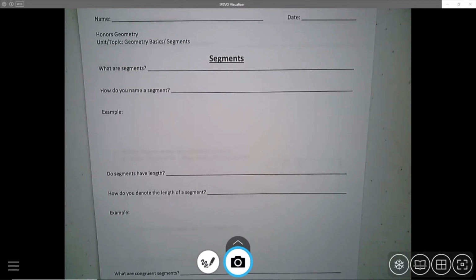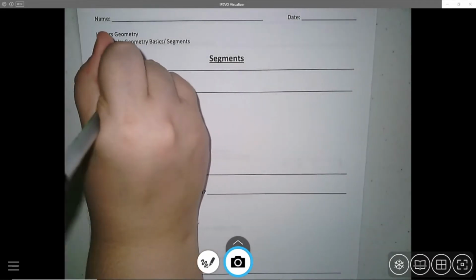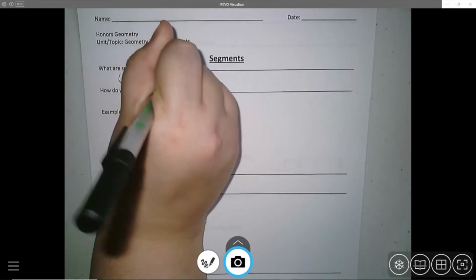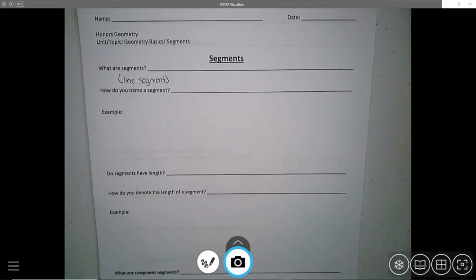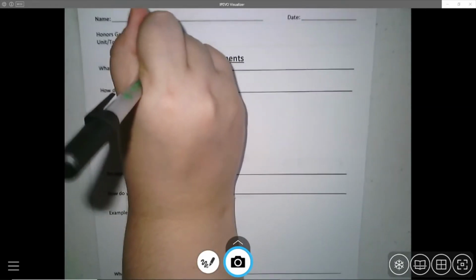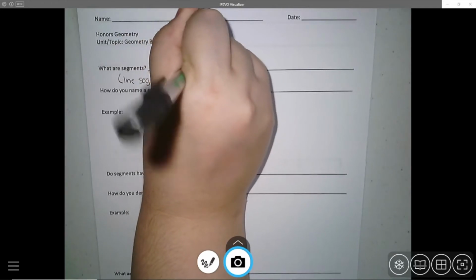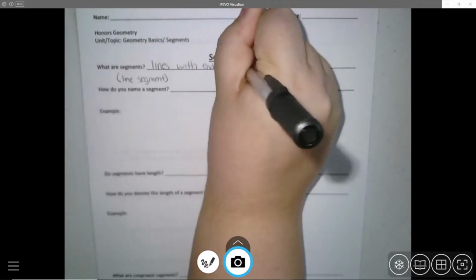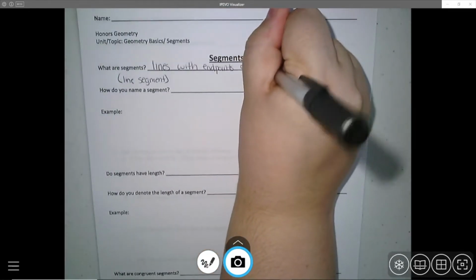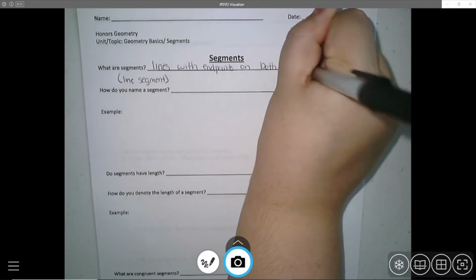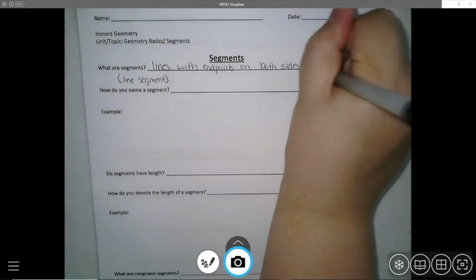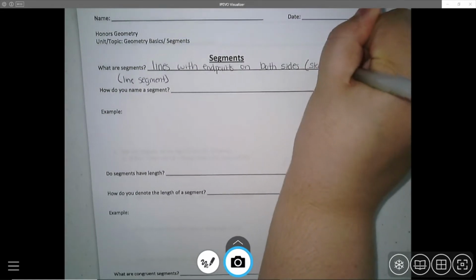So what are segments? Well, first off, segments is just an abbreviation for a line segment. So what is a line segment? These were lines with endpoints on both sides. Now, with segments, we specifically talked about on these line segments, they have a start and an end.